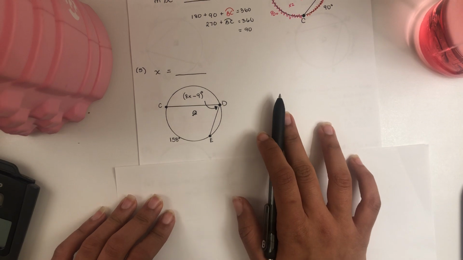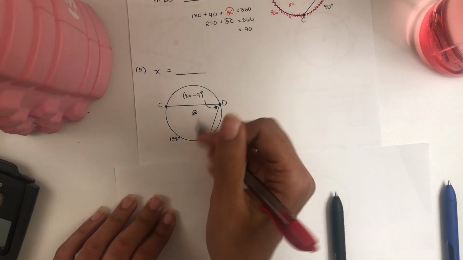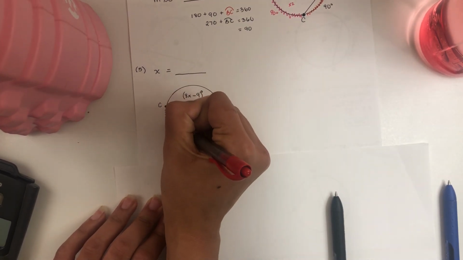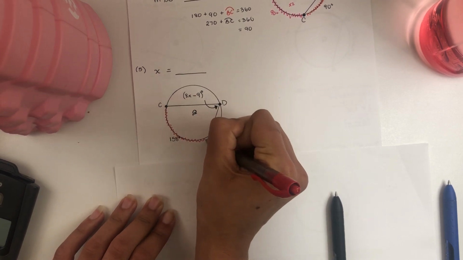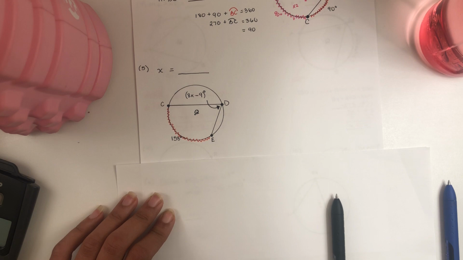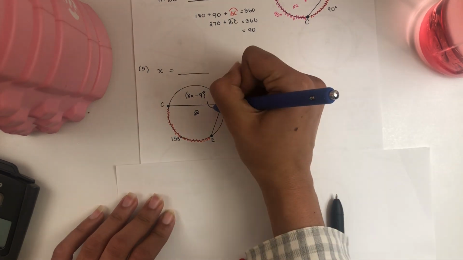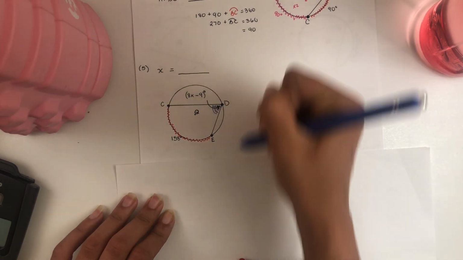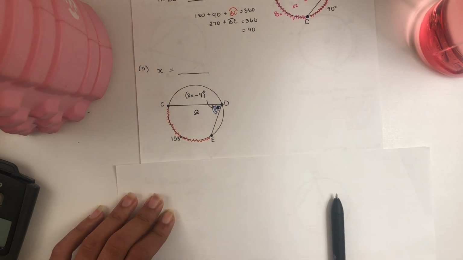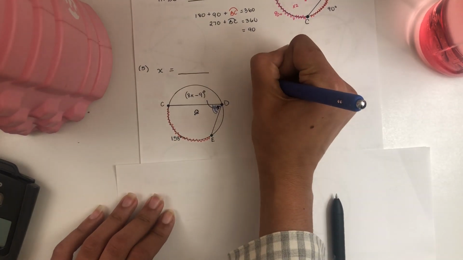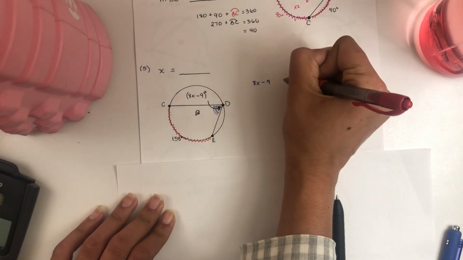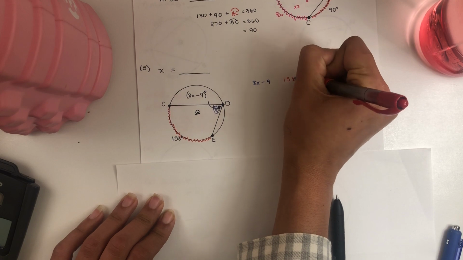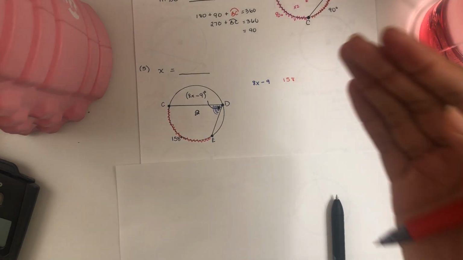We don't have much information, but I'm going to start outlining what we have. The measure of this arc out here is 158. The measure of this angle in here is 8x minus 9. I have enough information to solve for x, right? I have an 8x minus 9, and I have a 158. But we're going to be doing the same thing we've been doing.